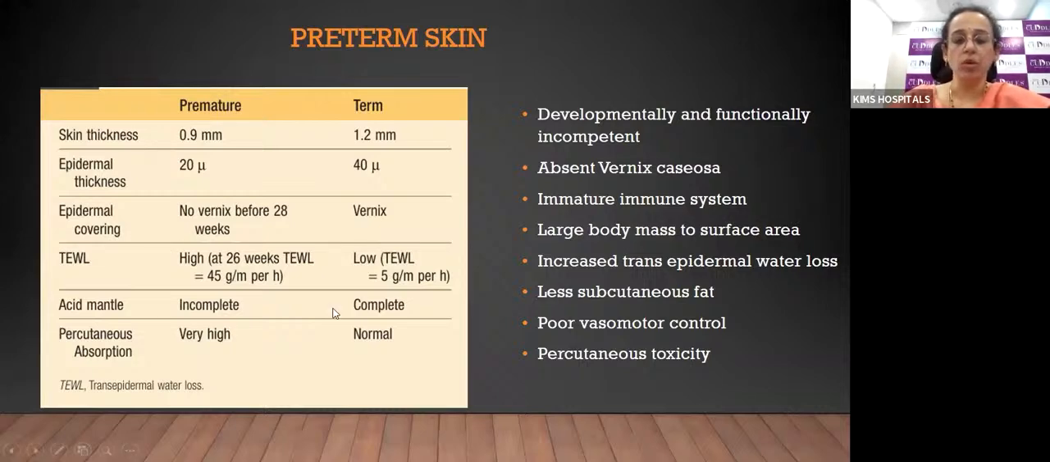The premature babies also have less vasomotor control. Thereby, we can see more of the mottling and livedo reticularis in a preterm baby. Because of the thin skin of the preterm baby, they are also prone to more absorption of percutaneous toxins, thereby leading to side effects of the same.